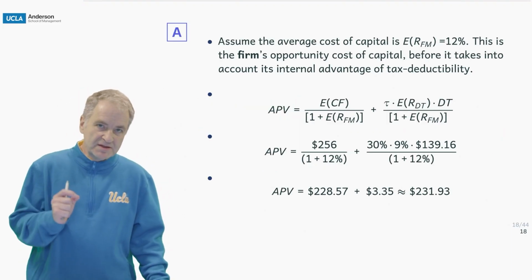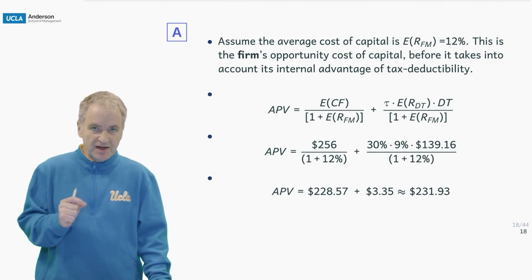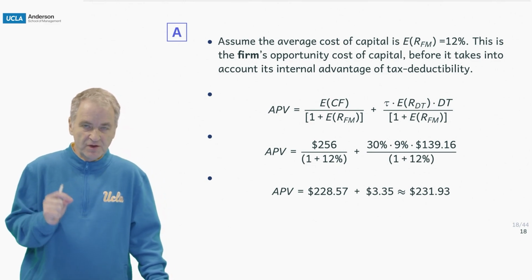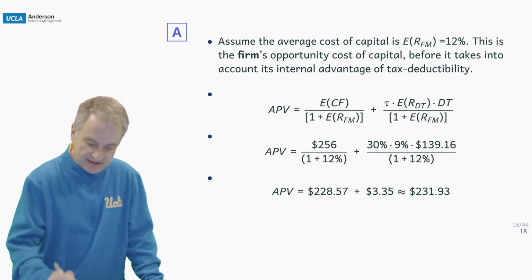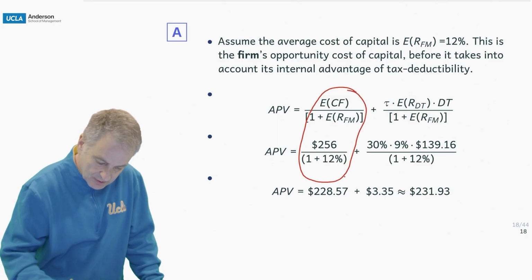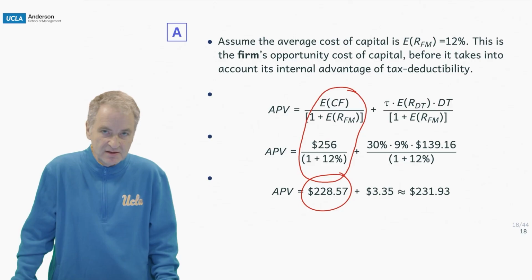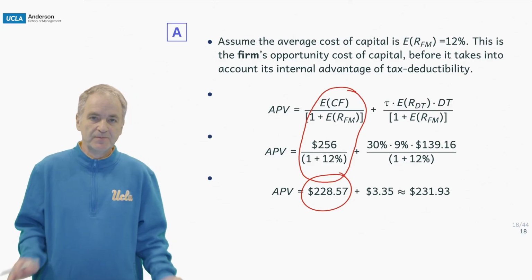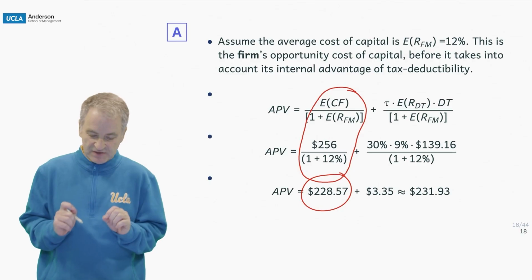So what this version does is it takes the expected cash flow and discounts it by the firm cost of capital as if it was completely equity financed. That is this part here. Oh, and it's also here. So that was $228.57. This was the 100% equity financed capital structure.